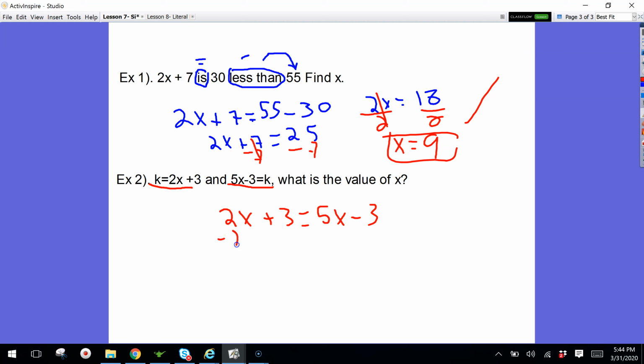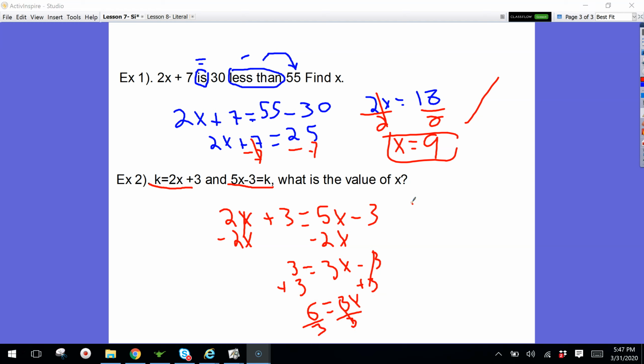So first we're going to subtract 2x from both sides. And so we're going to have that 3 is equal to, so 5x minus 2x is 3x, minus 3. We can add 3 to both sides. And so we have that 6 is equal to 3x, and divide both sides by 3. So x is going to equal 2.